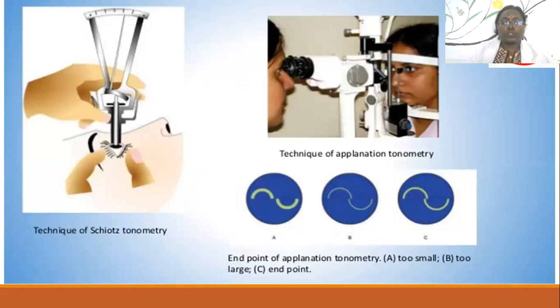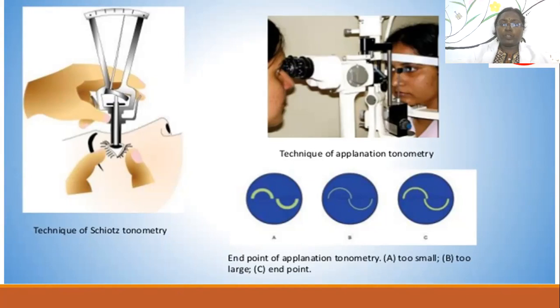So in Schiotz tonometry, you have to anesthetize the eye, and the Schiotz tonometer is placed in the center of the cornea, with weights of 5 grams and 7 grams. The readings are calibrated, and then there's a chart which gives the corresponding intraocular pressure.